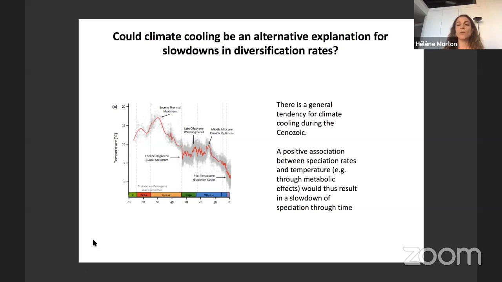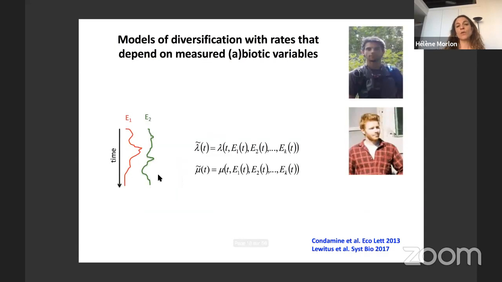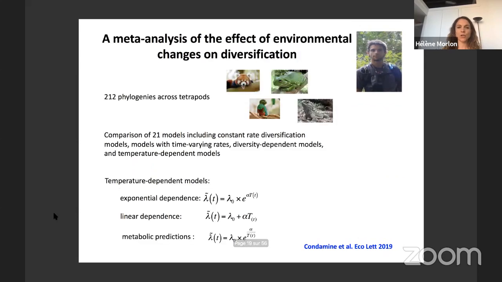So if we want to be able to test this type of hypothesis with our models, we need to develop models where our rates of speciation and extinction can depend not only on time, but also on a set of measured environmental variables. So for example, if we have data of how temperature changed through Earth history, which we do have, then we can test whether there is an effect of this past environmental variation on rates of diversification.